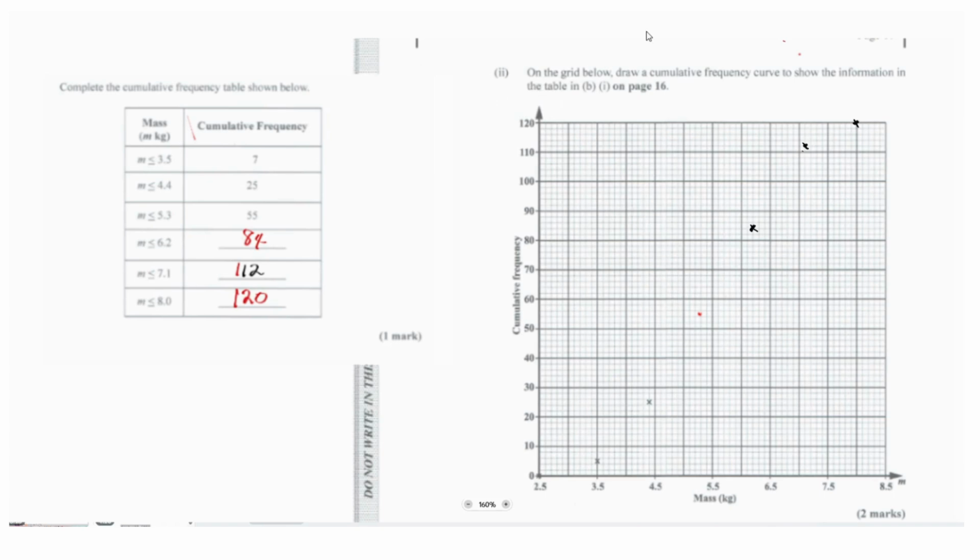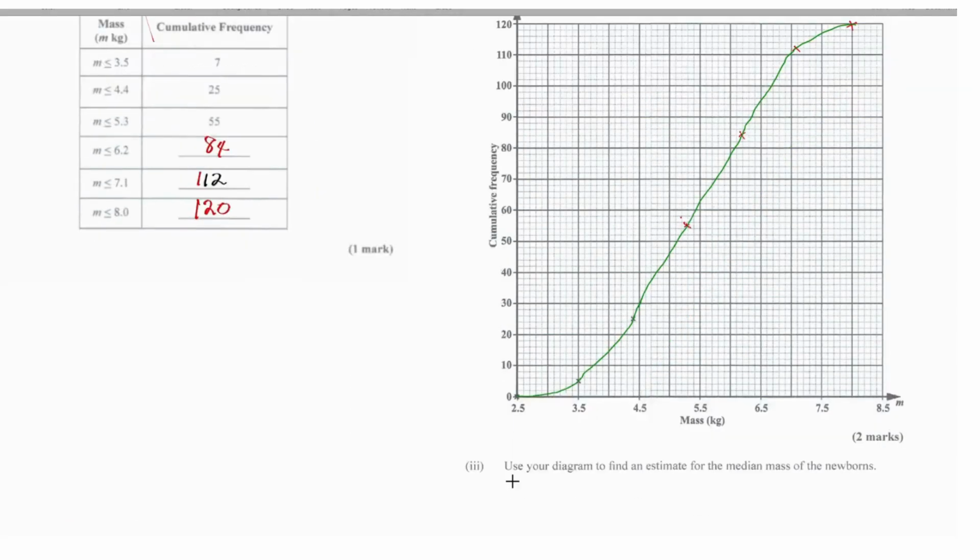On the grid below, draw a cumulative frequency curve for the information that is in the table. Here we have the table, and you're required to draw a cumulative frequency curve from it. So I've plotted the points here, so we just need to draw the curve. Here we have our cumulative frequency curve drawn, and in part 3, you are required to use your graph or your diagram to find an estimate for the median mass of newborns.